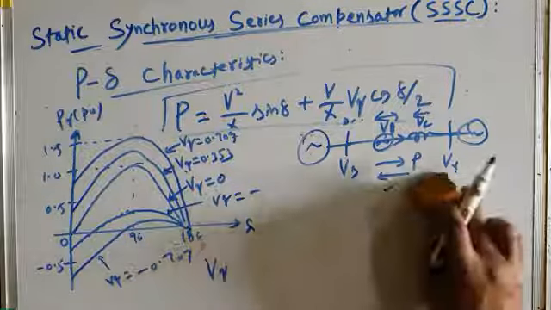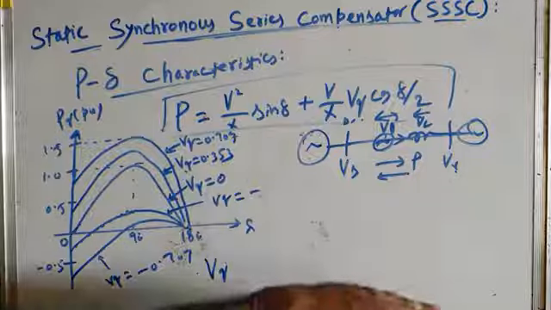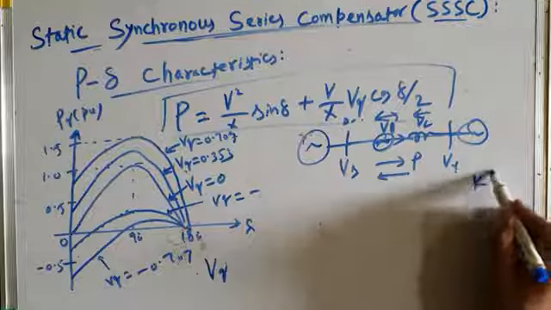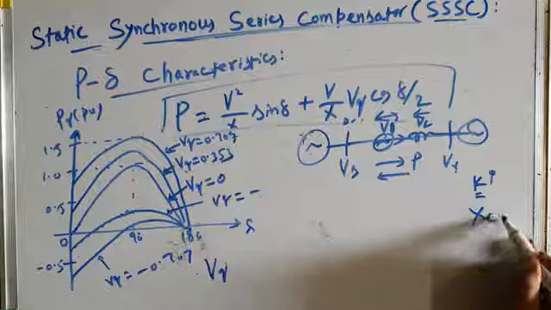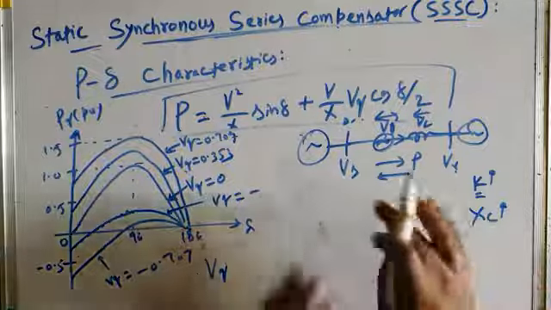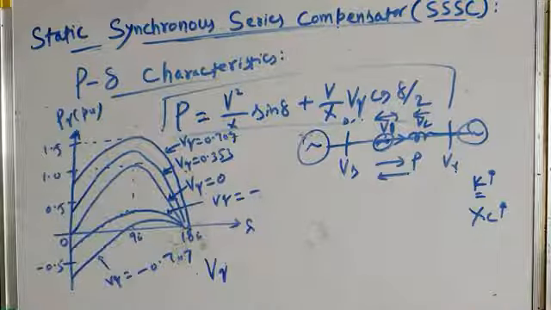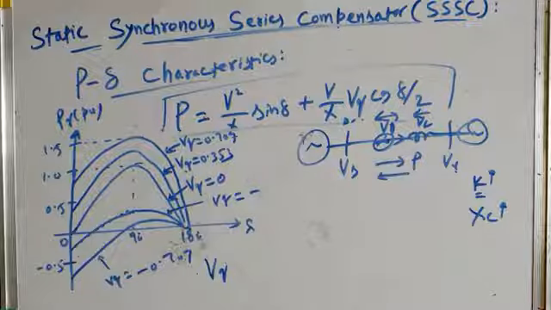Number one, in case of series capacitive compensation, the compensator works only in the capacitive region, not in the inductive region, so we can only increase the transmittable power over the line as the degree of series compensation increases. Because as the degree of series compensation increases, that means capacitive reactance increases, that means the overall reactance of the line decreases and more power can be transmitted. However, can you make this capacitive compensator work in the inductive region?